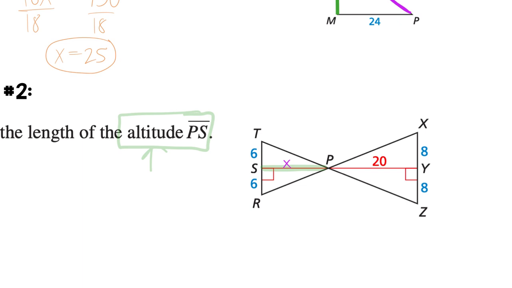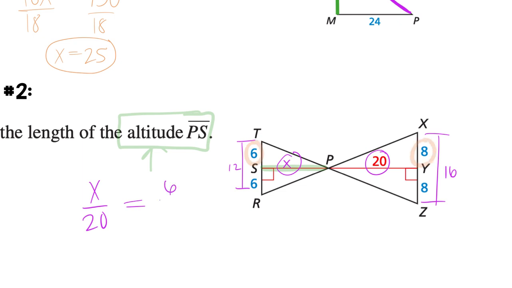So we could say X over 20 equals, and then just take any two other sides that go together and set those equal to each other. So you could use the whole side if you want to. 6 plus 6 is 12, and then 8 plus 8 is 16. So you could set it equal to 12 over 16, or you could just use the little half pieces, right? 6 over 8, that would work. So here we go. X over 20 equals 6 over 8.